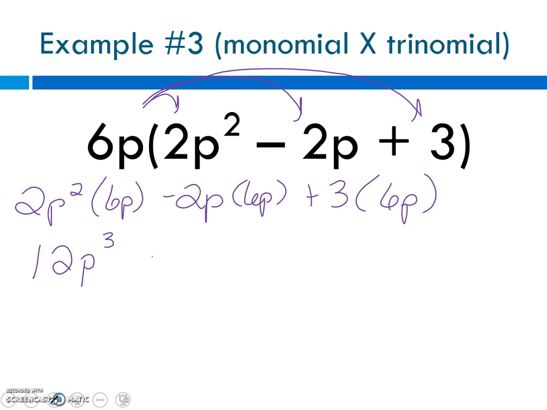Negative 2 times 6 is a negative 12. And I have 2 p's altogether. Positive 3 times 6 is 18, and I only have 1p. I got a cubed, a squared, and a 1. I don't have anything that can combine, so we're finished with that problem.